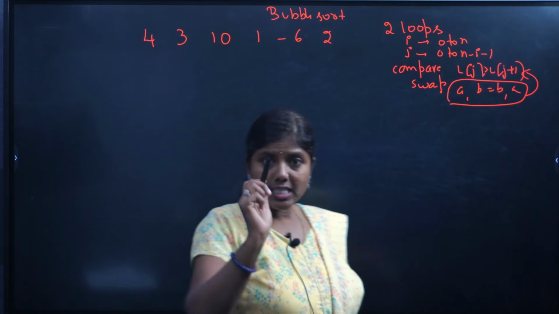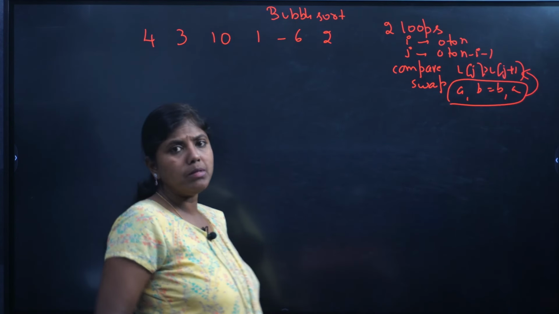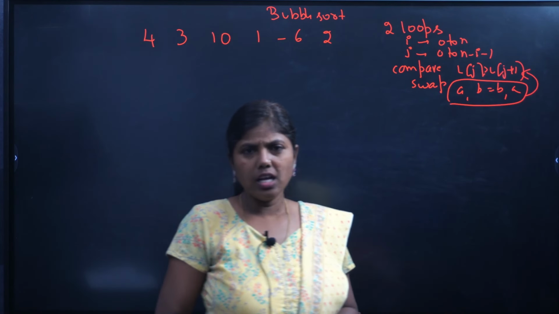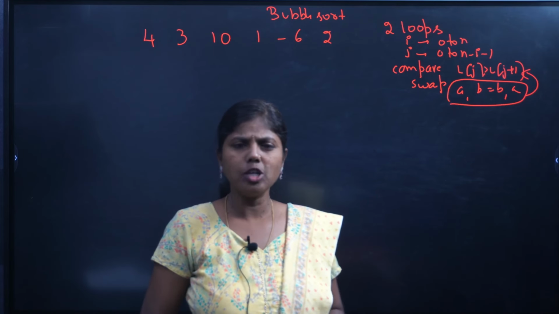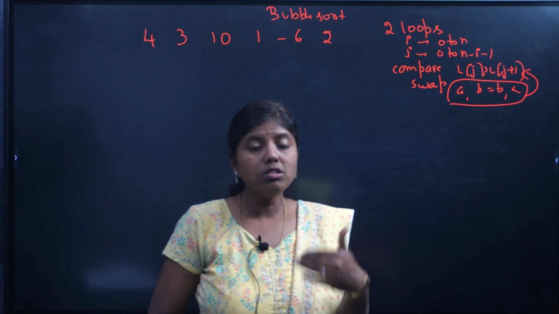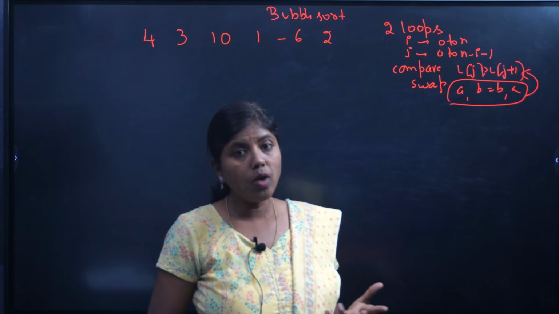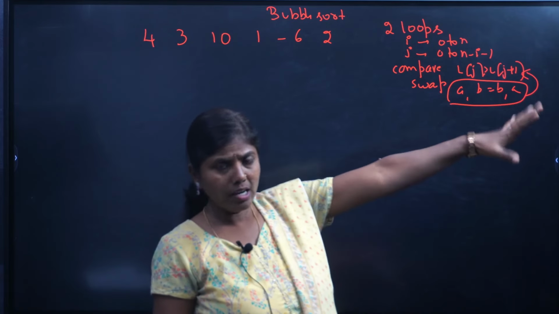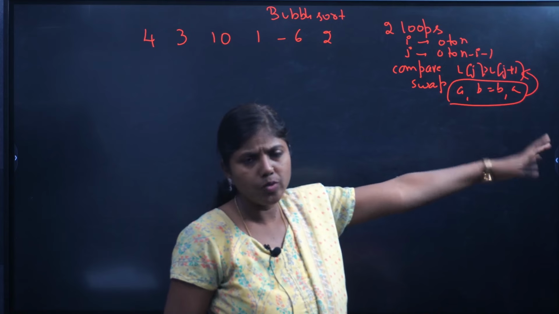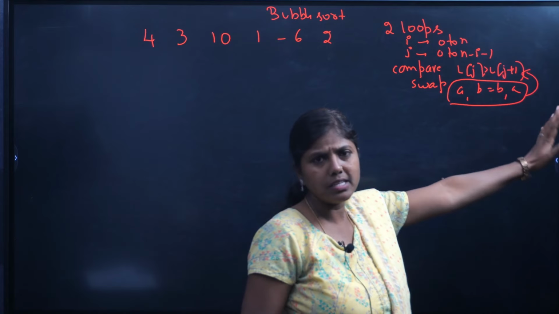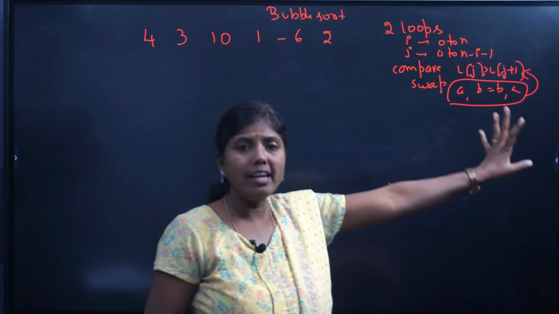Clear? So I'll give an example of how exactly the bubble sort works. What is the bubble sort? Arrangement of elements only. Any sorting technique is going to be arrangement of elements only. Now how does this bubble sort work? Remember for writing the algorithm, you need 2 loops, comparison, and the swapping technique. This should be the main basic thing you need to remember.